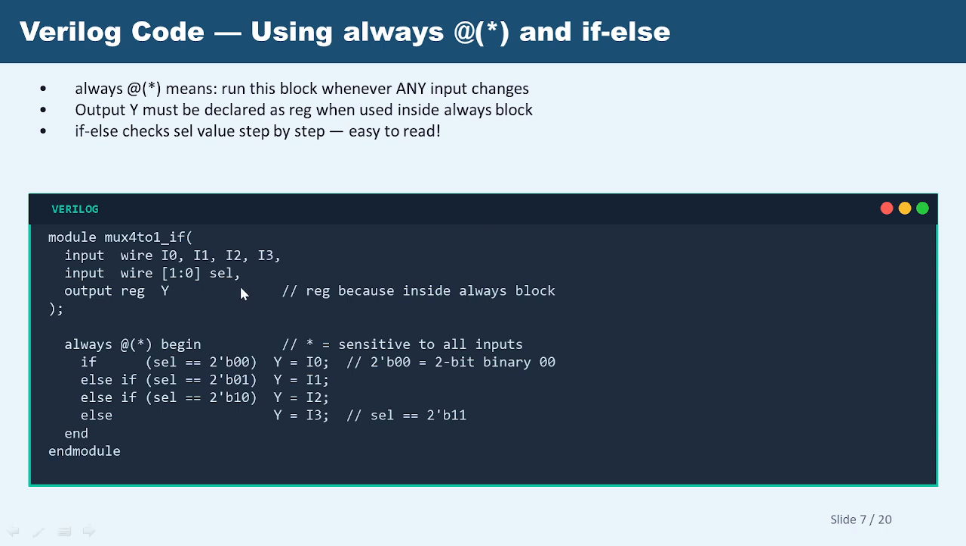So now you are using if else. How does if else work? First it checks for select equals 2'b00. In 2'b00, the first 0 is S0 and the second 0 is S1. Here you're mentioning 1:0, right? What does 1:0 mean? It is a 2 bit line. If you mention 2:0, then it is a 3 bit line. That is how it works.